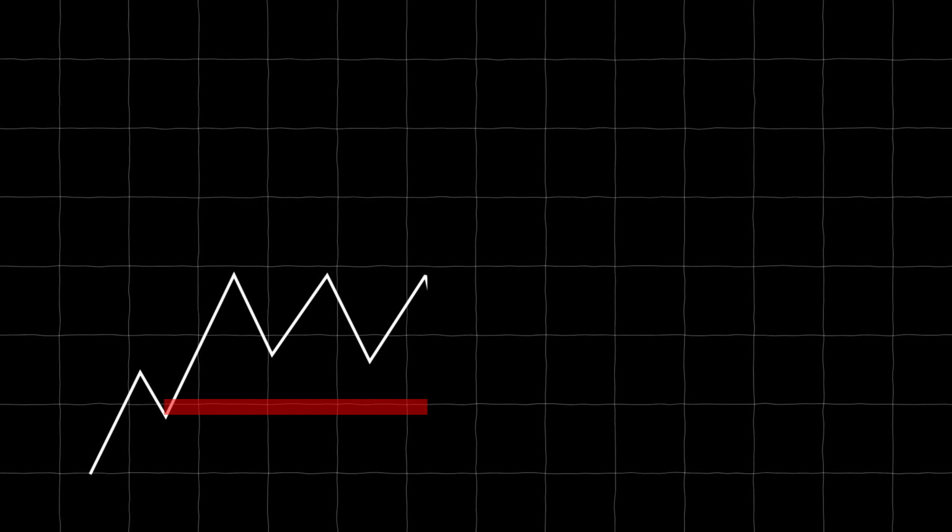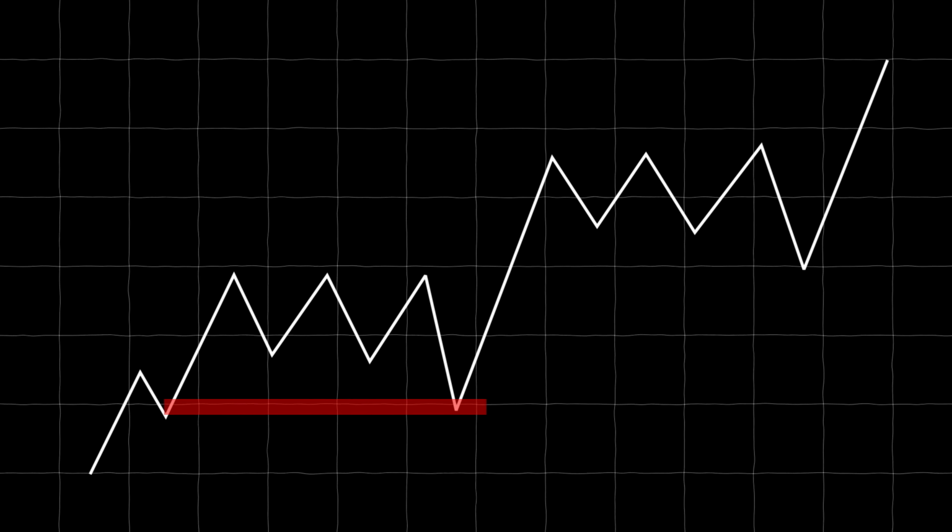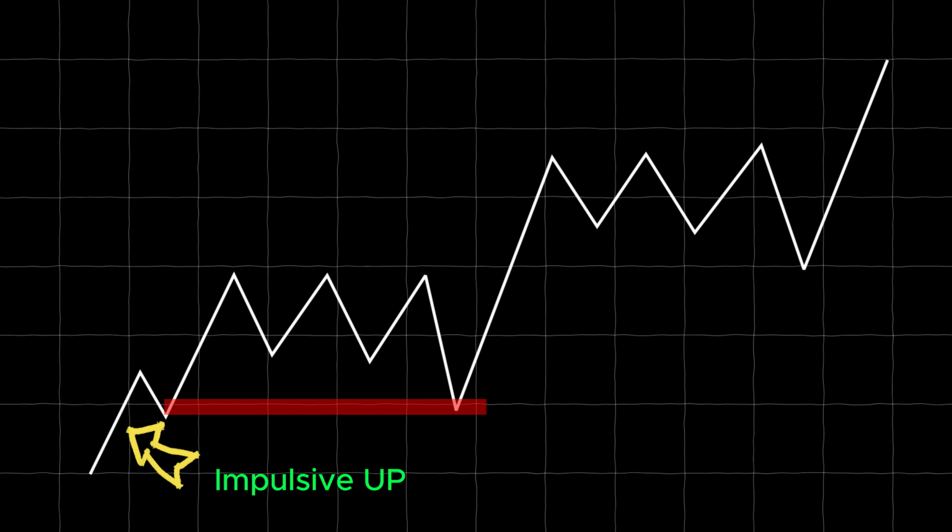So this market went up marking the first high, then it came back down, but managed to stay higher than the past low. We have an impulsive move upwards breaking the last high, so this confirms an uptrend, a bullish market structure, leaving this demand zone behind.